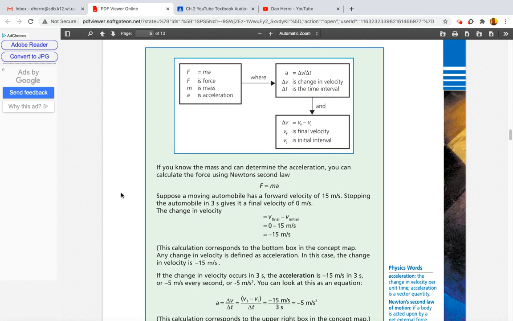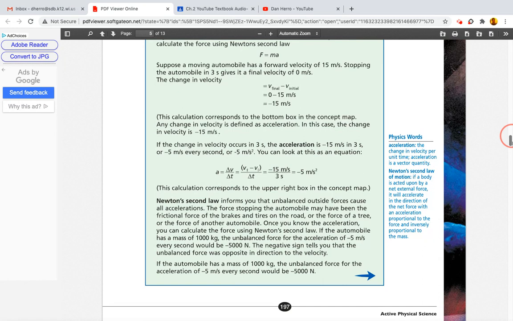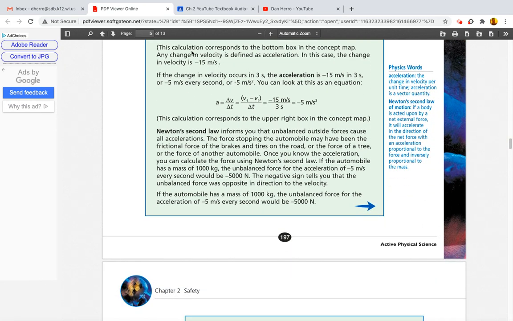Suppose a moving automobile has a forward velocity of 15 meters per second. Stopping the automobile in 3 seconds gives it a final velocity of 0 meters per second. The change in velocity is your final velocity minus your initial velocity, which is 0 minus 15 meters per second, which is -15 meters per second. This calculation corresponds to the bottom box in the concept map.